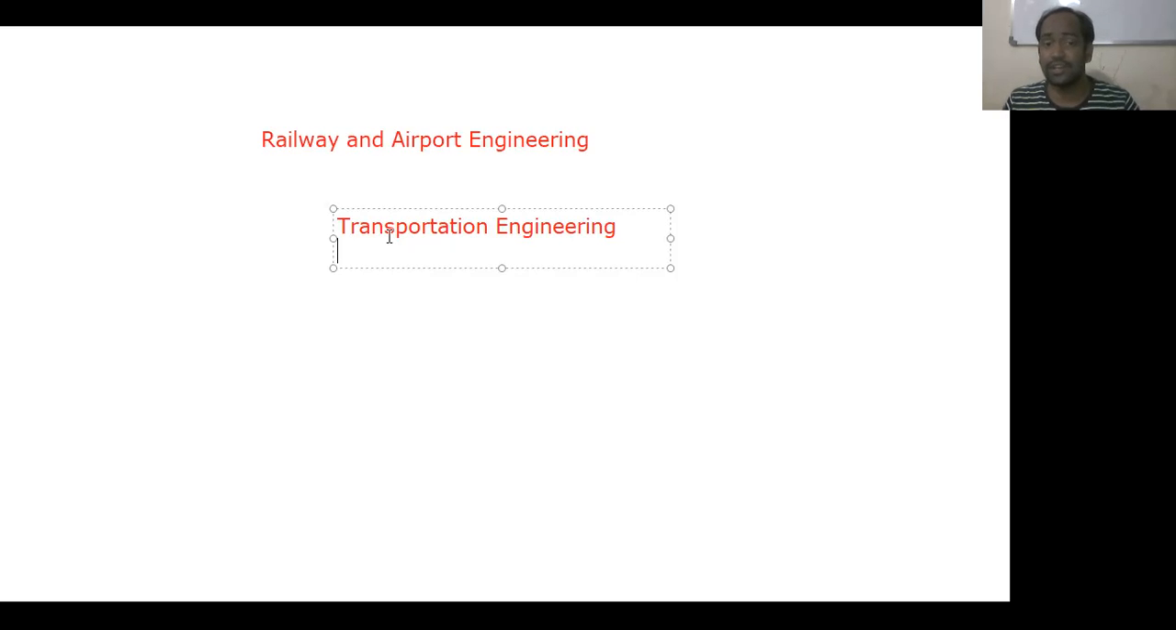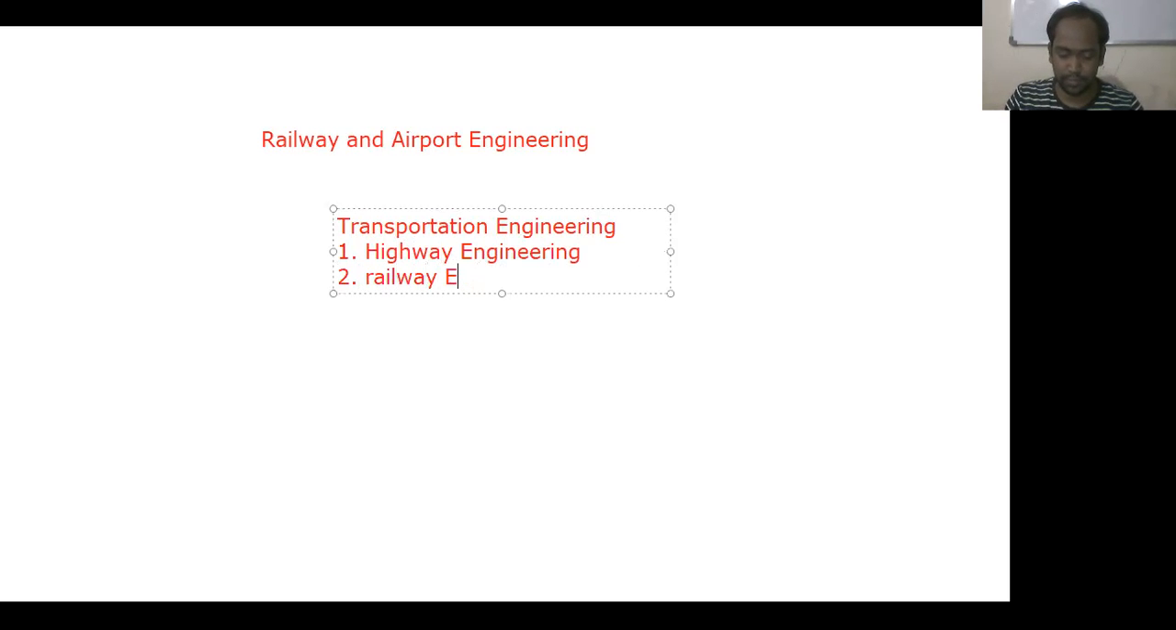It is a branch of civil engineering, and we all know that transportation engineering has been subdivided again into four parts. The first one is highway engineering, the second one is railway engineering, the third one is airport engineering, and the fourth one is harbor engineering.